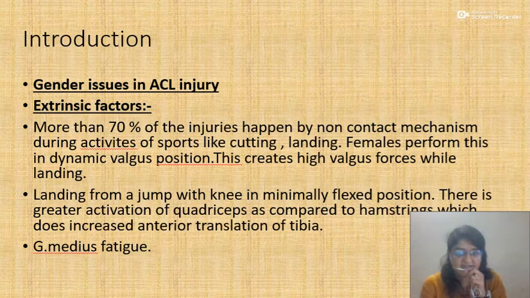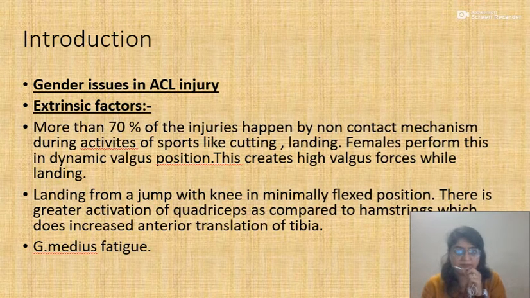So this slide explains the extrinsic factors in females because of which there are more chances of getting ACL injury. More than 70% of ACL injuries happen because of the non-contact mechanism during sports activities such as cutting or landing, and females perform these activities of landing or cutting with a dynamic valgus position of the knee, and this creates high valgus forces at the knee while landing, so it becomes more susceptible to ACL tear.